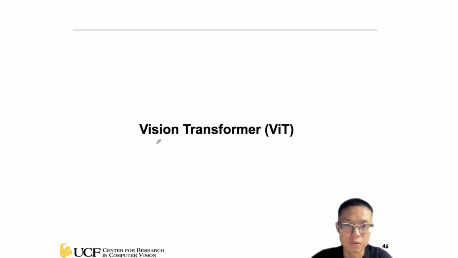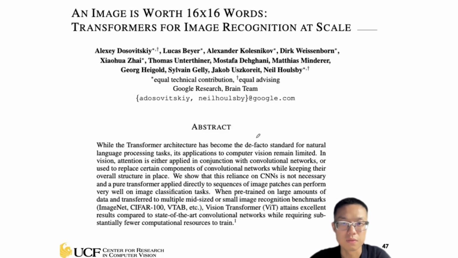So here, the researchers introduced the vision transformer. This vision transformer is proposed in this ICLR paper, "An Image Is Worth 16 by 16 Words: Transformers for Image Recognition at Scale." Again, the authors are from Google, because I think they are very familiar with the transformer architecture, so they can easily take the architecture and map it into the vision domain.